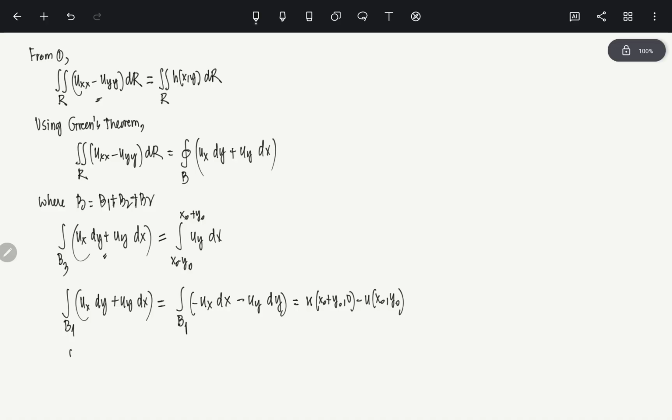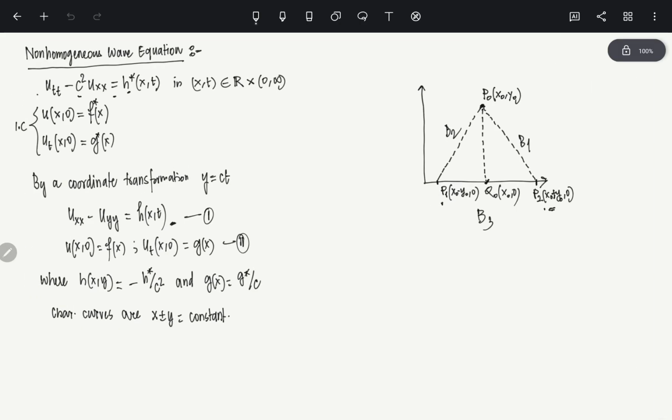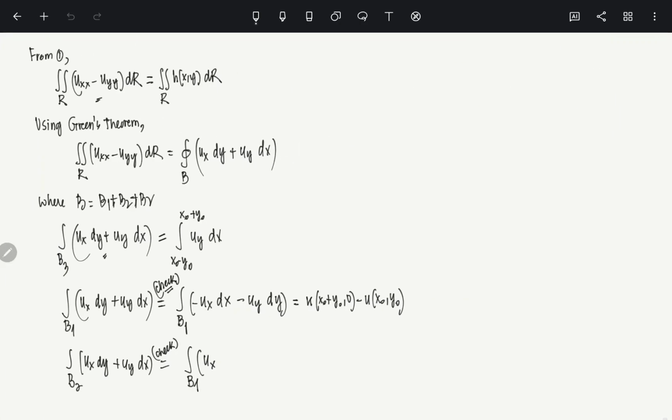That's what we are getting. And integral over p2, again ux dy plus uy dx. I am not explicitly calculating these things, so you have to check this part. Also you have to check this part. So this is integral over b1, ux, this is ux and dy becomes, in b2, dy becomes dx, so dx plus uy dy.